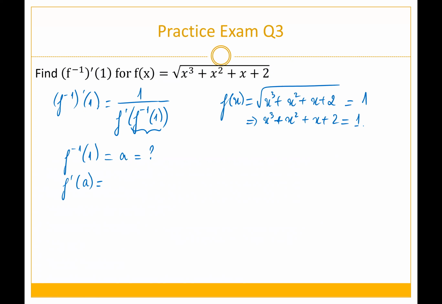Usually, because this exam doesn't allow calculators, they wouldn't give you crazy numbers at all. So in this case, if you plug in different small numbers, you end up with x equal to -1. Because it's a one-to-one function, this is the only solution. So the inverse of 1, a, is going to be -1. And so we have to find f prime of -1.